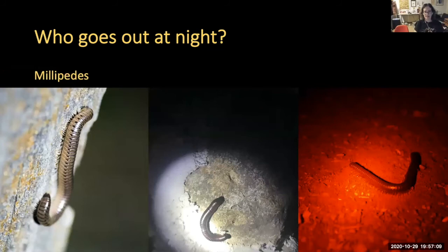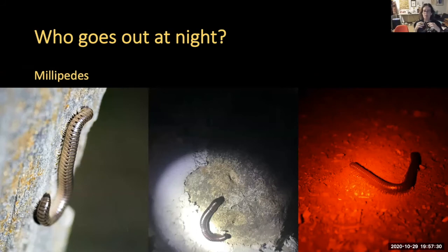And then another favorite group is the millipedes. So millipedes are these really awesome, kind of long arthropods. They're not insects. They are a different kind of arthropod. And many of them go out at night, like this Tylobolus, which is one of our common genera in the area.